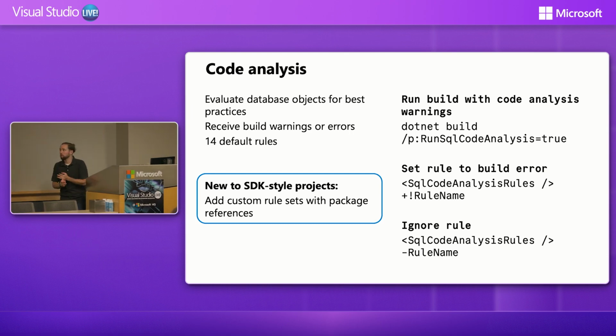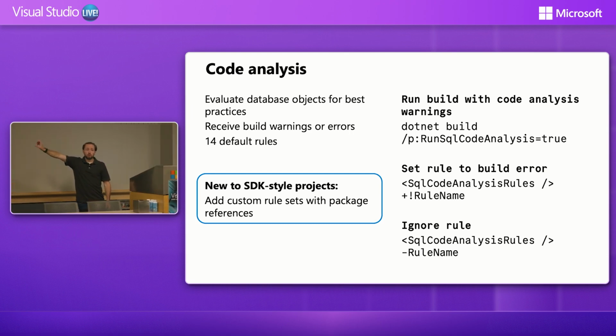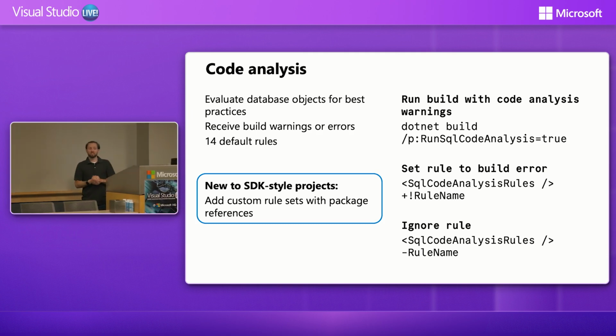So not only can you run code analysis, you can set rules to cause a full-on build failure. You're just tired of seeing select star, that kind of thing. Or you can say, you know what, this rule just does not apply to us, and cancel it out.